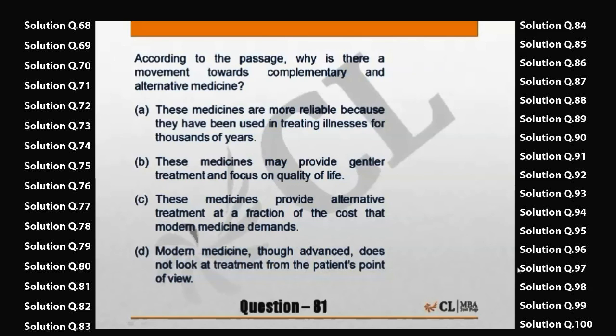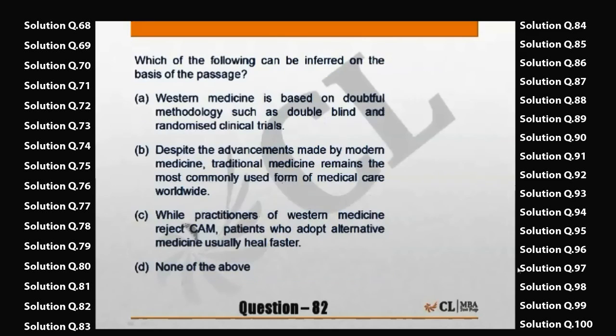Option D also says that, and it can be ruled out because the first paragraph mentions that 60% of doctors do not listen to their patients, and the passage does not suggest that modern medicine does not look at treatment from the patient's perspective. This is not mentioned in the text, and this is why we cannot take that as the answer. The correct answer to question 81 again is option B. I think this passage was pretty easy. You should have at least attempted this one for sure.